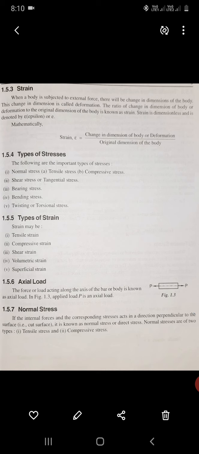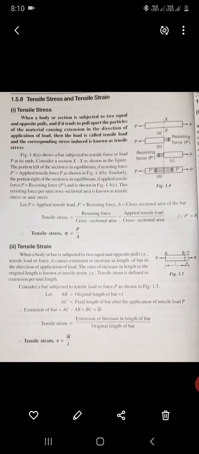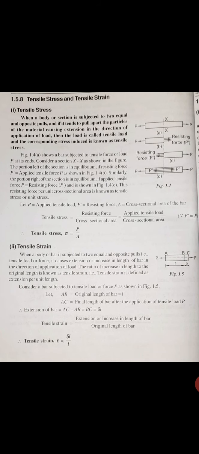We'll discuss normal stress. There are two types of normal stress: tensile and compressive stress. First, the tensile stress. When a body or section is subject to two equal and opposite pulls, which tend to pull apart the particles of the material, causing extension in the direction of application of load, the load is called the tensile load. The corresponding stress induced is known as tensile stress. As you can see in figure 1.4, the load P is pulling in both opposite directions, and the resisting force P dash is being applied.